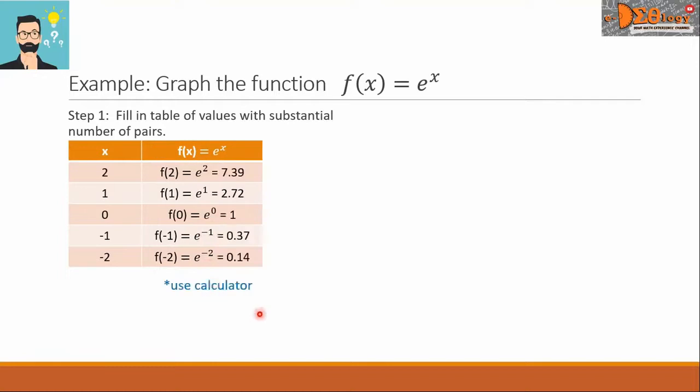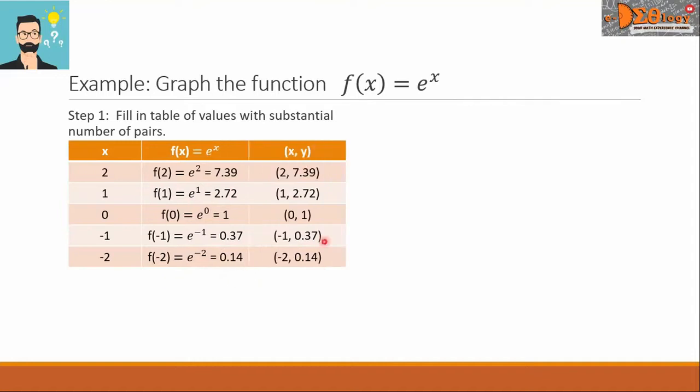Using our calculator, we will have the values e squared equals 7.39. e raised to 1 equals 2.72. e raised to 0 equals 1. e raised to -1 is 0.37. e raised to -2 equals 0.14.